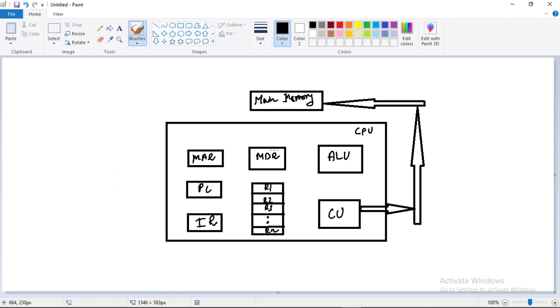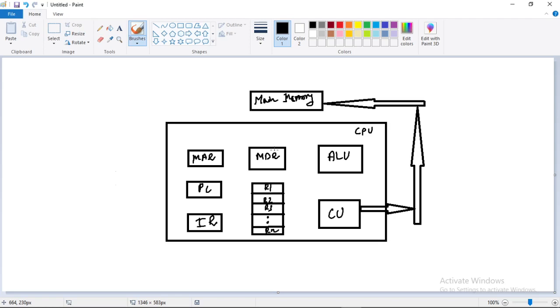For that reason, we have random access memory, that is RAM. Now, RAM is also slower with respect to the CPU, but it can give a response to the CPU much earlier than the hard disk.